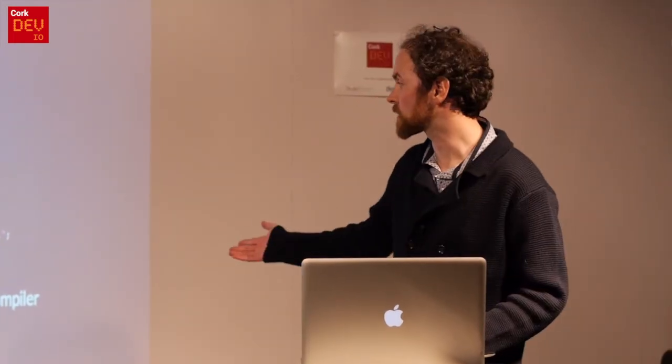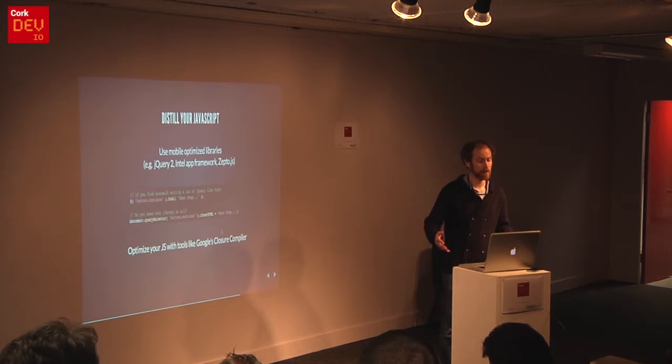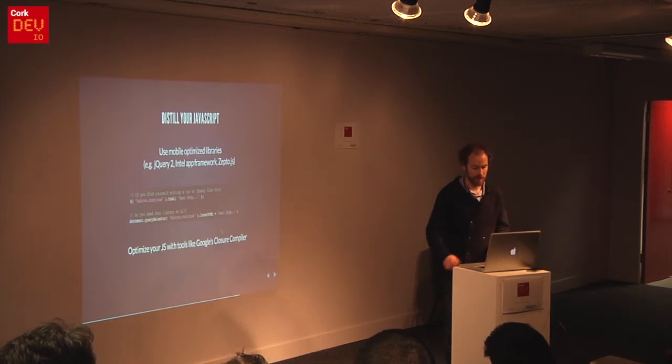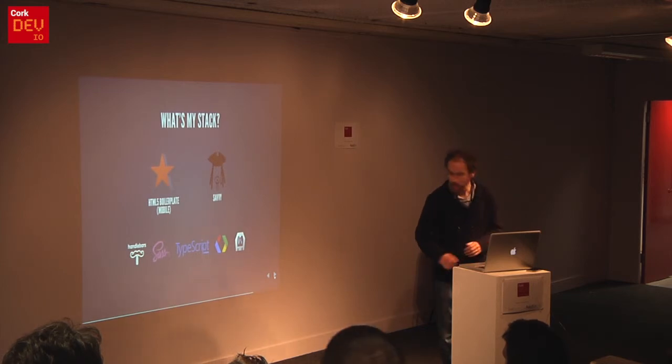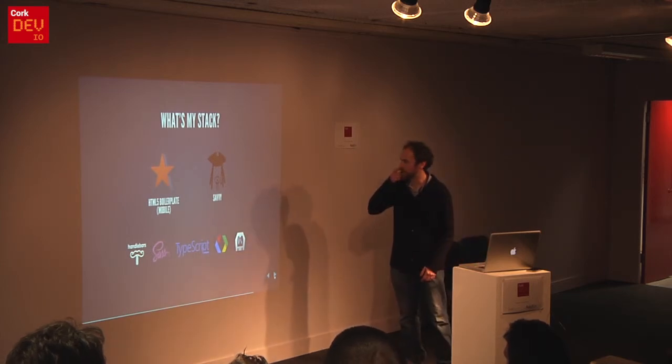And finally, optimize your JavaScript with something like Google's Closure Compiler. That's what I tend to use. And there's a nice API to it that you can use in your build process, you can use curl to upload it to Google servers. You don't need anything installed locally, and you get your optimized JS back. So this is the stack I tend to use.